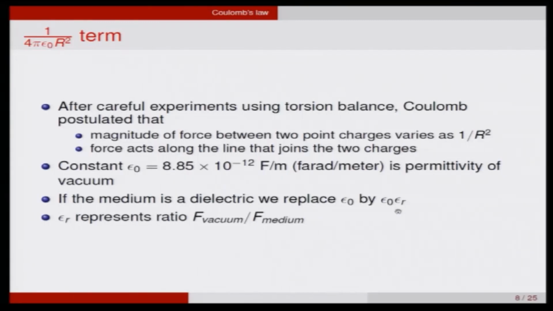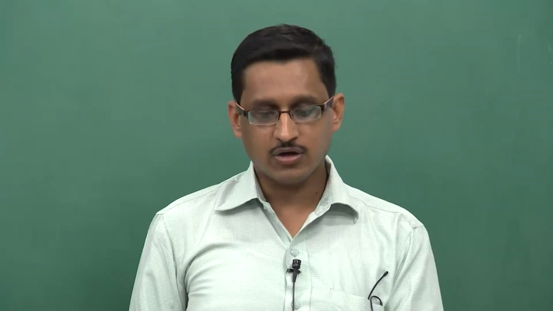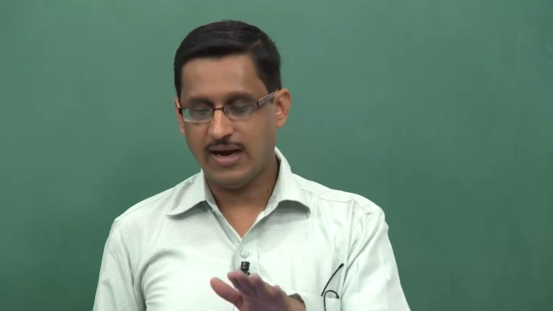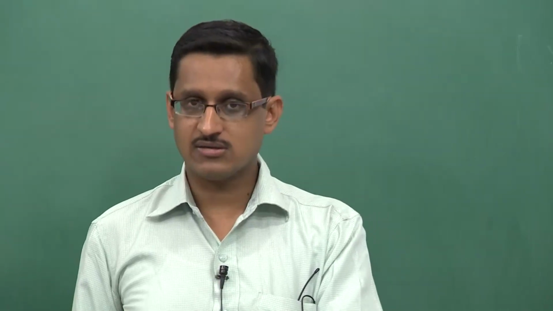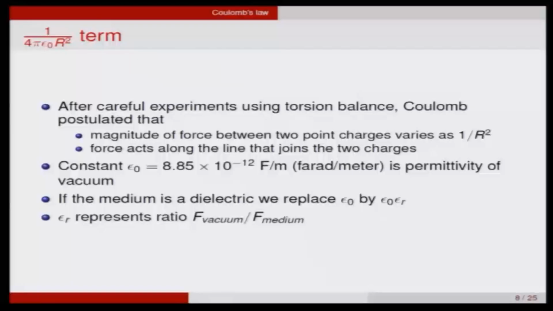Clearly, because this is a ratio of the same dimensional quantities, it has no dimensions, okay, and epsilon r will be equal to 1 for free space, and it will be greater than 1 for any other material. We will be talking about what a dielectric medium is, and we will also look at what epsilon r is in more detail as we go along.